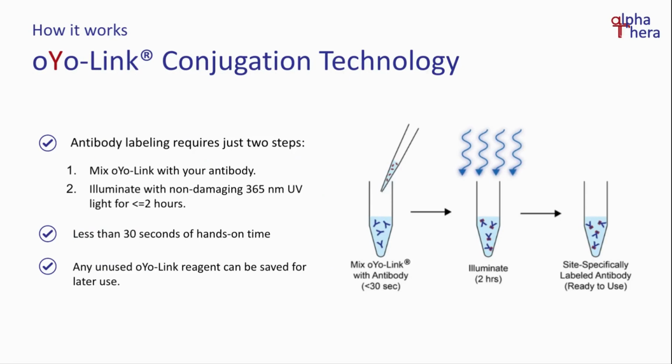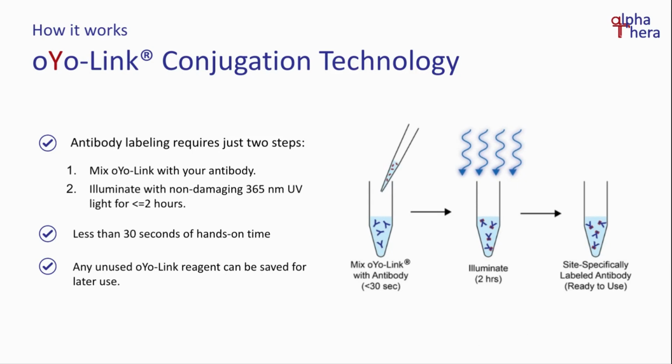The overall procedure is very simple and is completed in just 2 steps. After resuspending the oYo-Link in water, just mix oYo-Link with the desired antibody, then illuminate for 2 hours. And that's it. The antibody will be site-specifically labeled with the desired cargo.